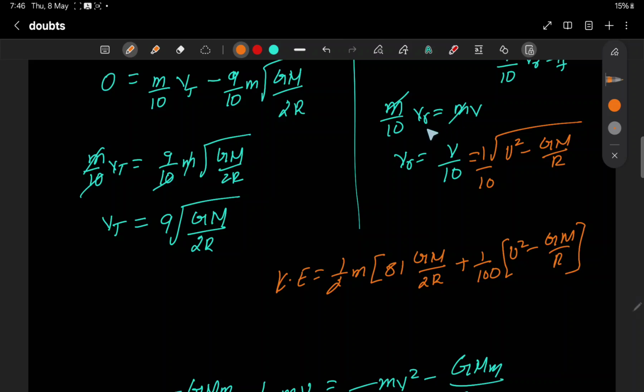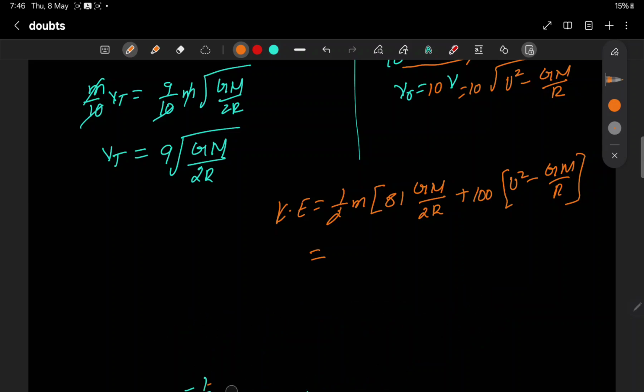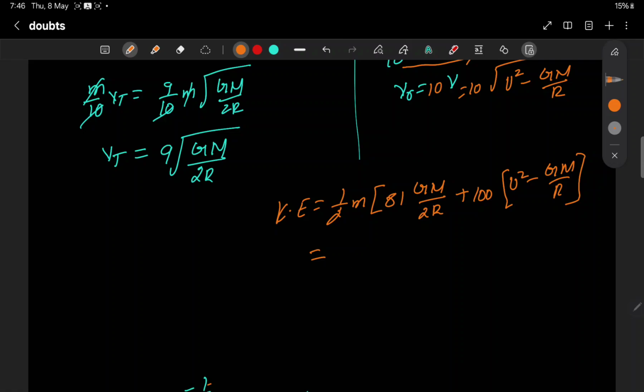Here we made one mistake. Radial velocity is 10 into v, so this is 10 and this 10 will be here. So now you will have it multiplied by 100. So this will be equal to, now what can be done? We have to simplify this.